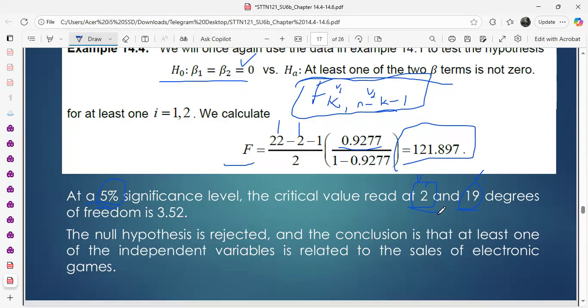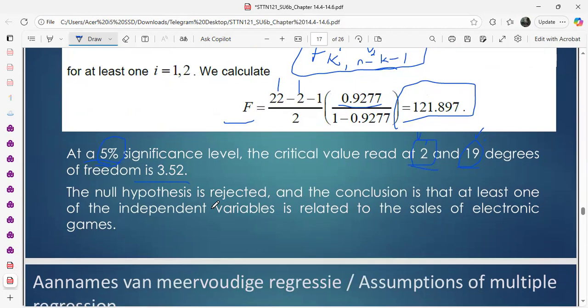The V1 will be 2, V2 will be 19. Then you get the degrees of freedom, the critical value of 3.52. Then now we're going to compare 121.897 with 3.52. So obviously the test statistic is the bigger one. Therefore, we reject the null hypothesis.